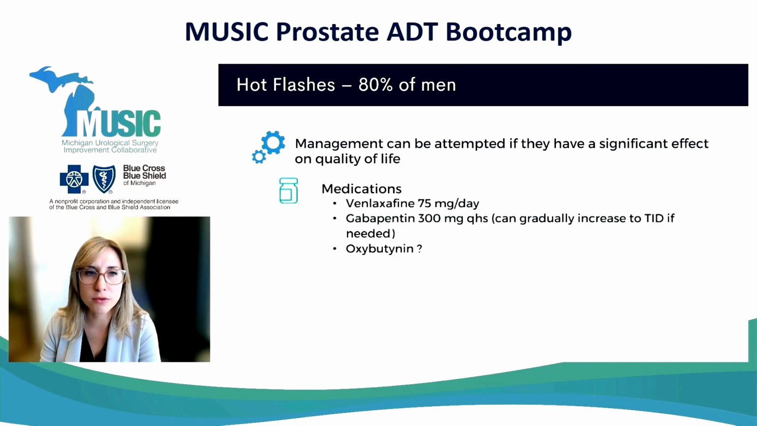Some medical options include venlafaxine, where typically the starting dose is 75 milligrams a day. Gabapentin is also a reasonable option. 300 milligrams every evening is usually the dose that I start with, but this can be started at a lower dose as well. Generally, I tend to use this for men who mostly have hot flashes at night that wake them up. But for those men who have them all day long and can tolerate gabapentin all day long, you can certainly increase the frequency to 3 times a day.